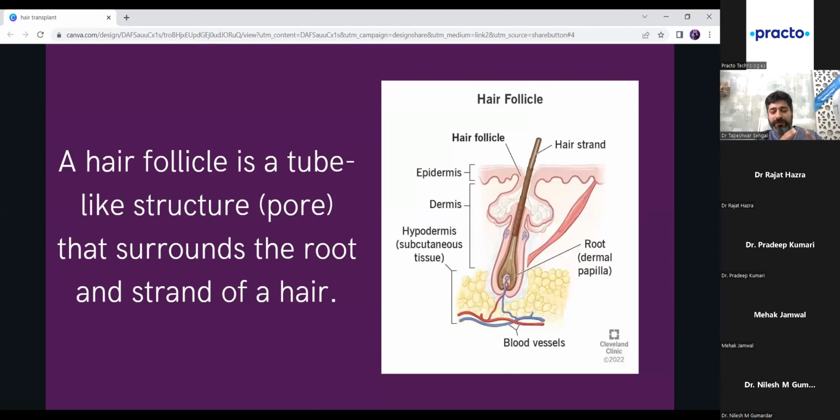Let us first begin with the basics. I have put in a few slides on the anatomy of the hair follicle just to help you understand. We use the term hair follicle frequently. It is a tube-like structure, a pore seen on the skin that surrounds the root and the strand of hair.